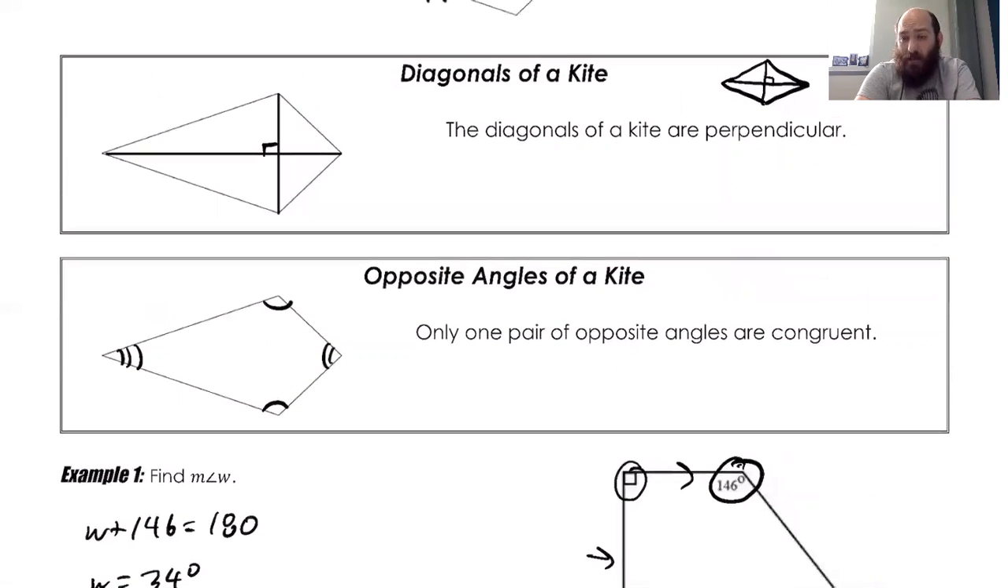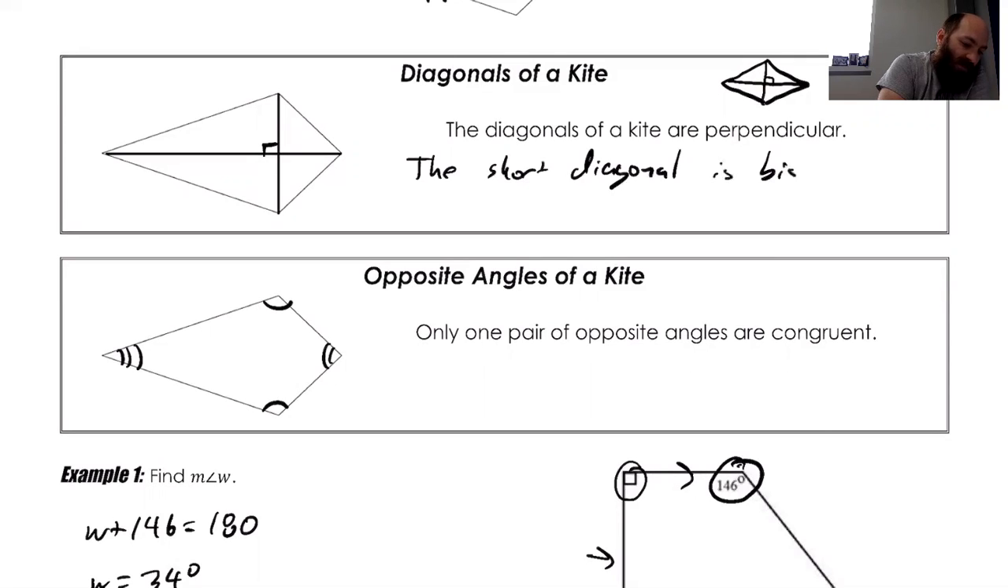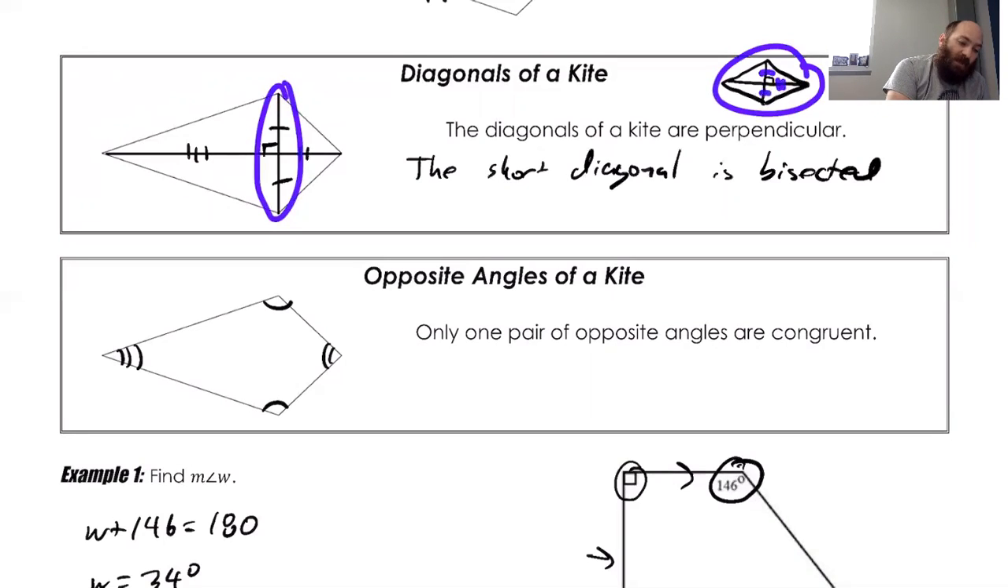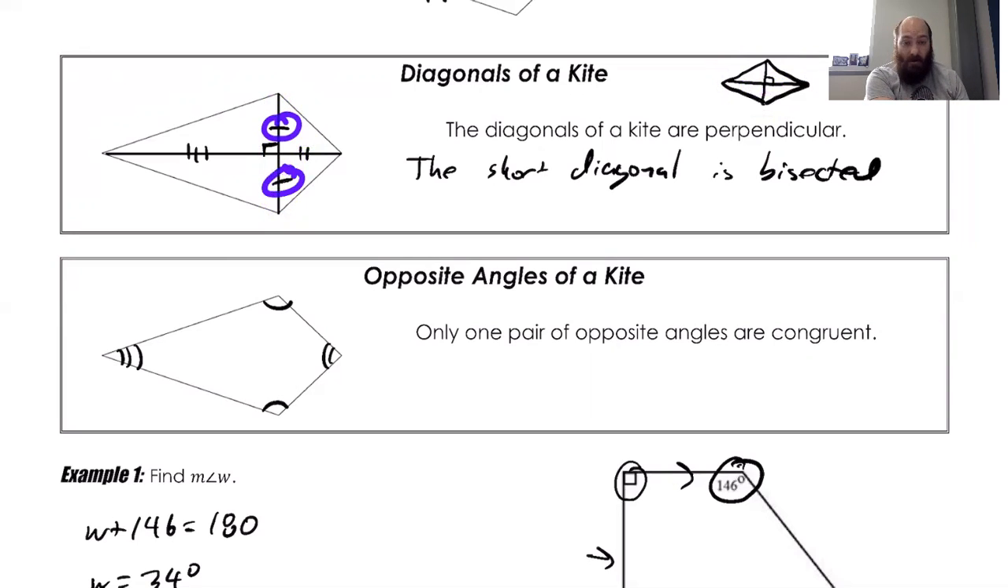Okay, I'm going to add to that because that wasn't mentioned earlier. In a kite, not only are the diagonals perpendicular, the short diagonal is bisected. So what that means is this right here is congruent, but these two are not. That's different from a rhombus, because in a rhombus, the diagonals bisect each other. But in this case, only one of the diagonals is bisected and the other one is not.